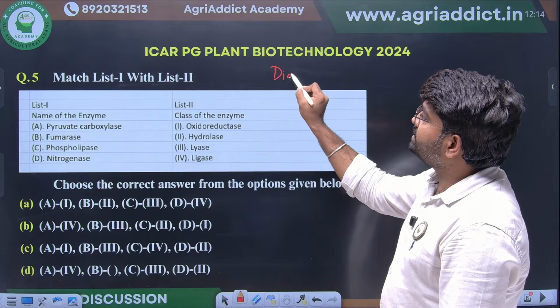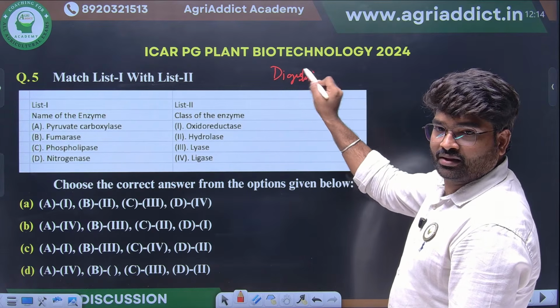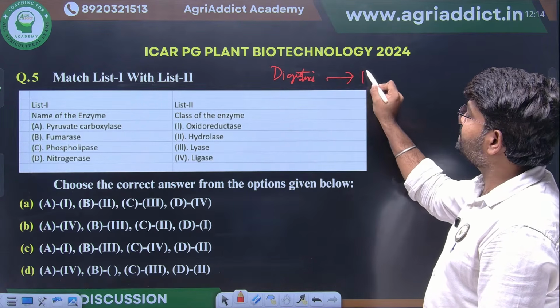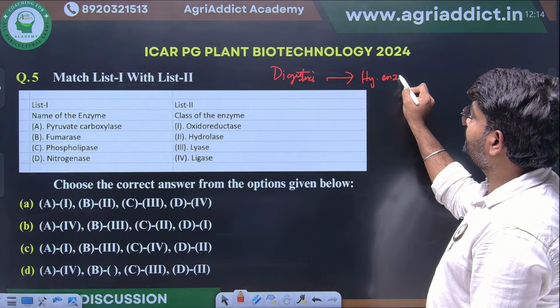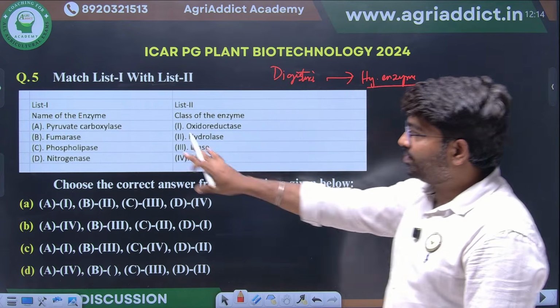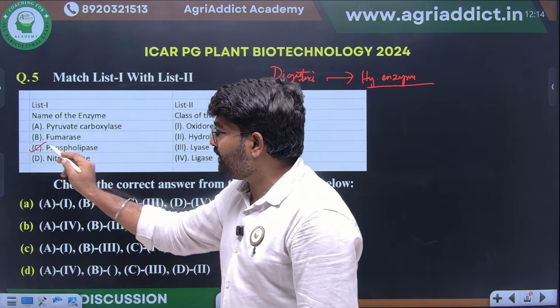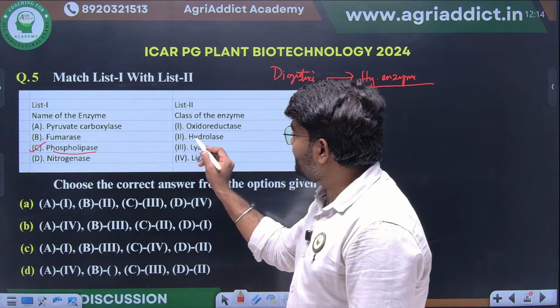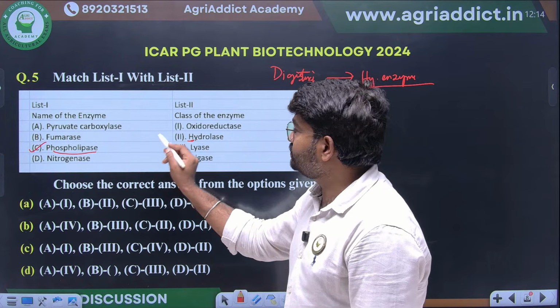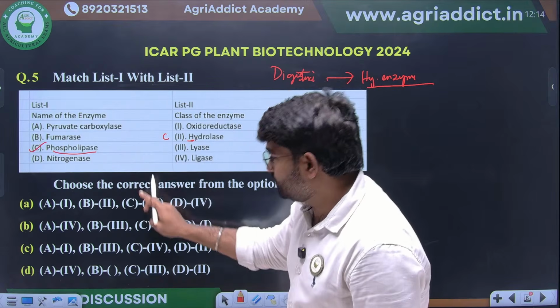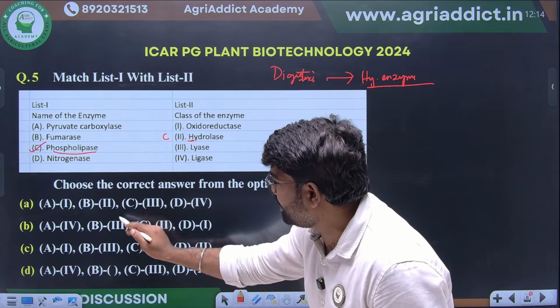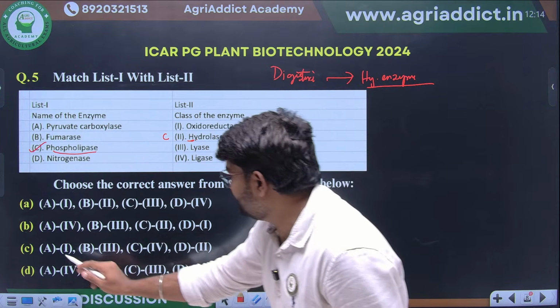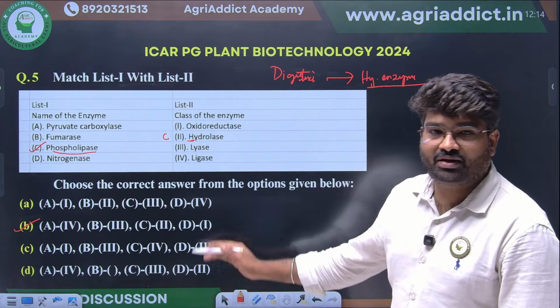Digestive enzymes will always come under the class of hydrolytic enzymes. From these options they have given phospholipase. Phospholipase will always come under the hydrolase enzyme class. So C will have option 2. See here, only this will have option 2. So this will be the right option.